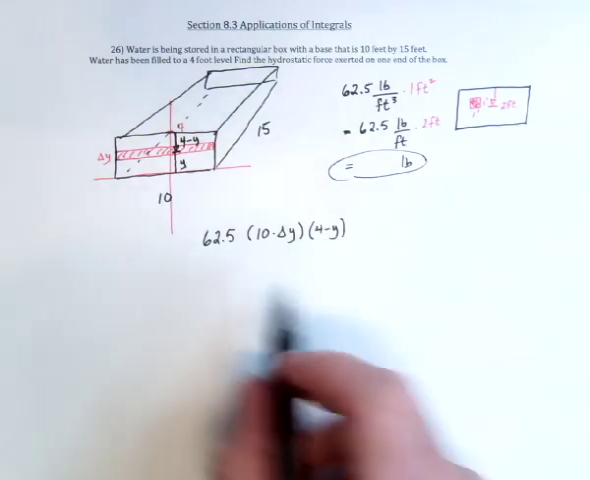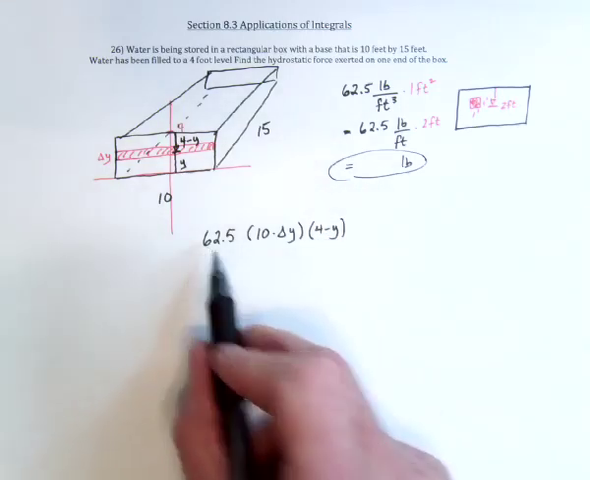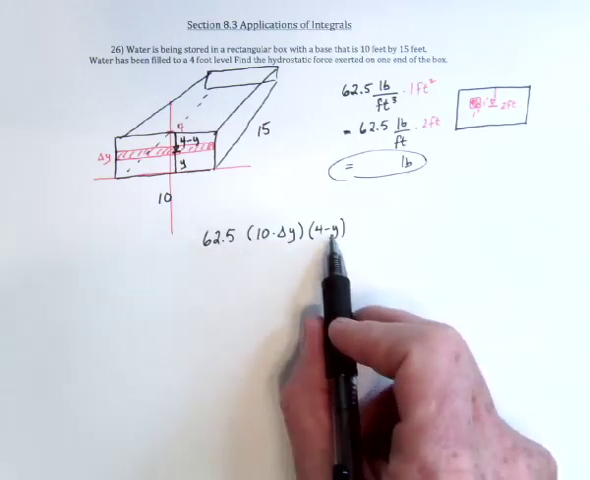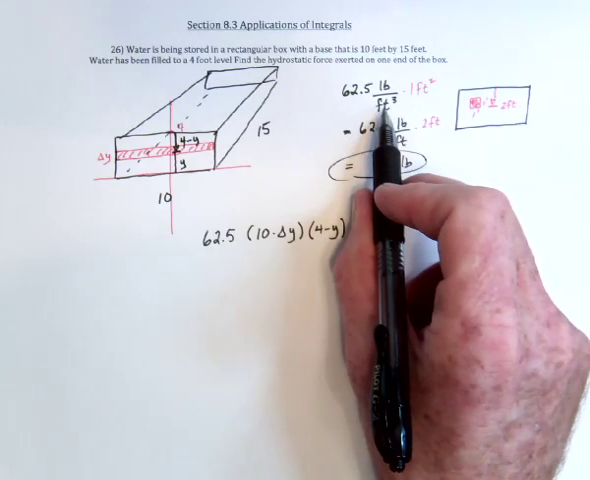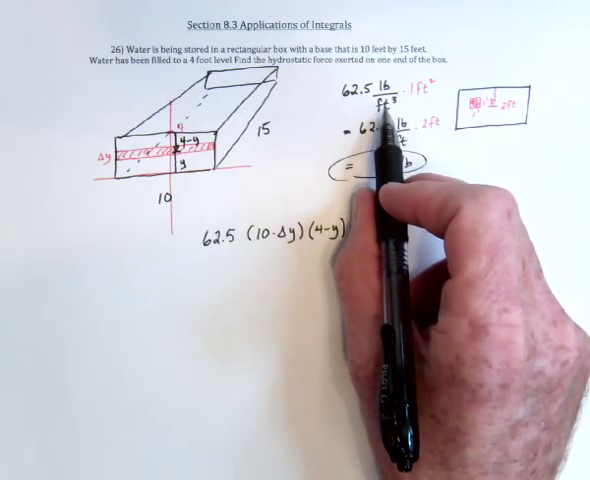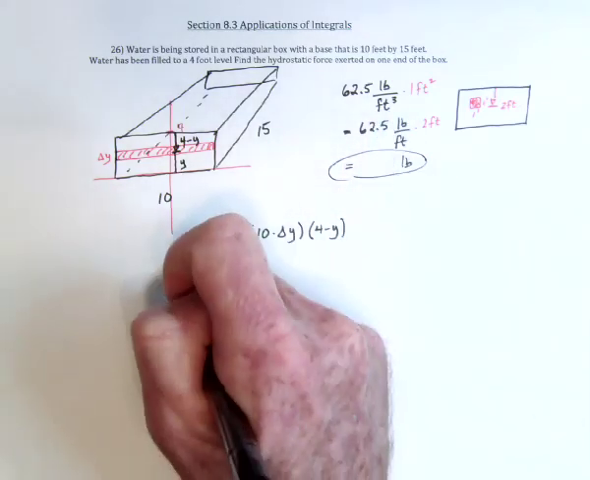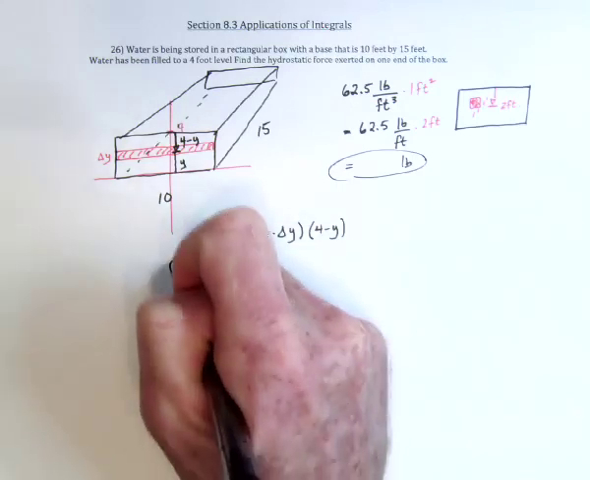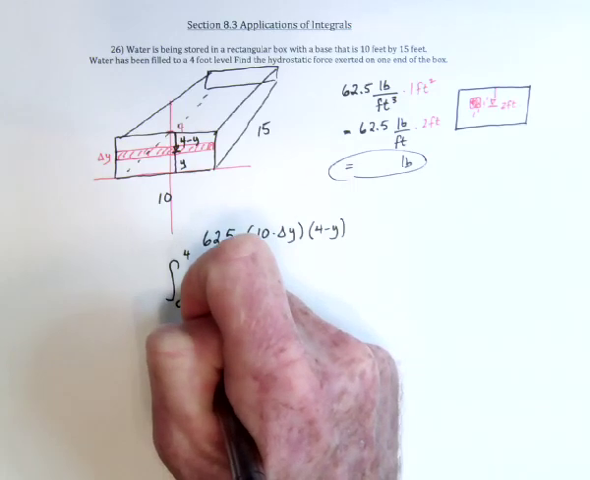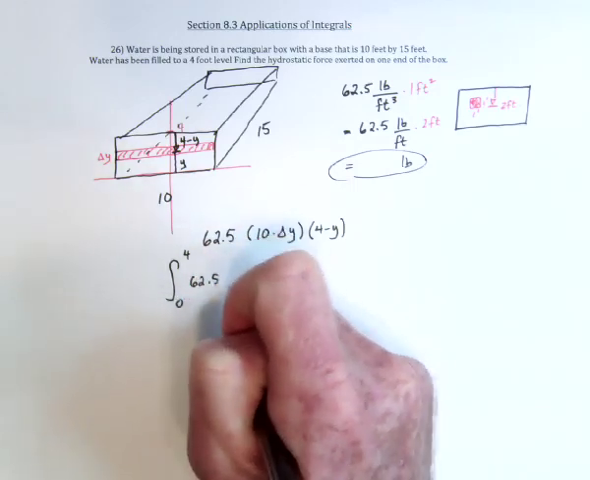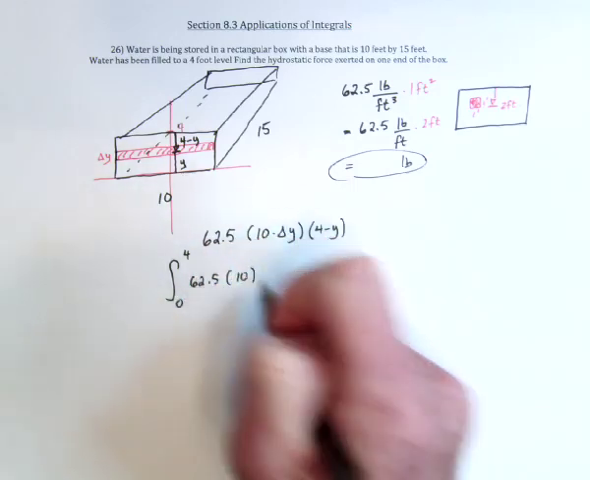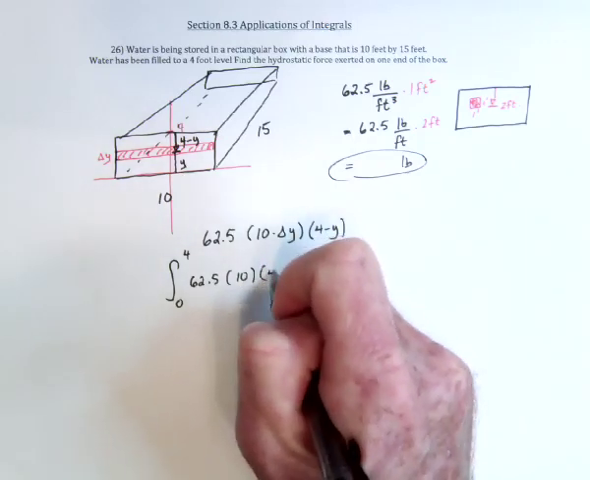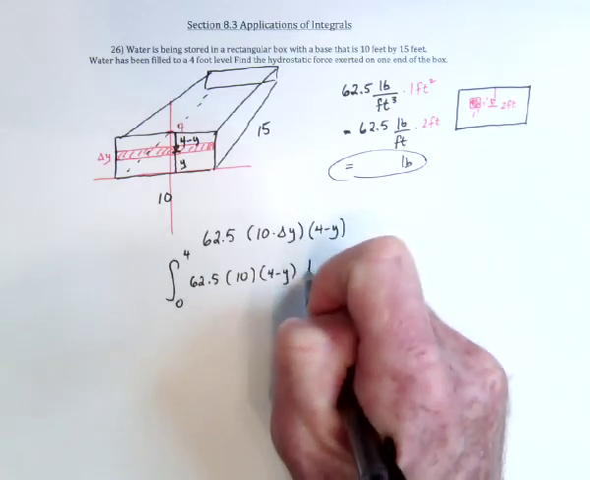Okay, so look at this, it is in feet, feet, feet. So that's feet cubed, which would then cancel that feet cubed and give us pounds. Now I need to add up all of those such rectangles. So integrate from 0 to 4. The 62.5 times 10, and then this becomes dy when we're talking about integration. So 4 minus y dy.